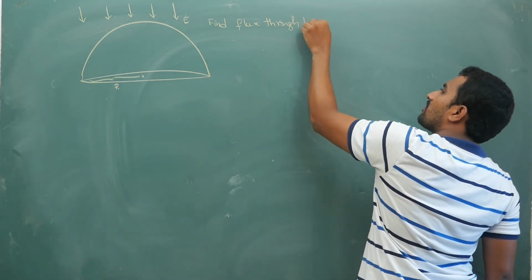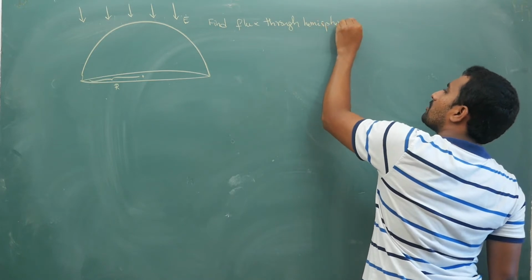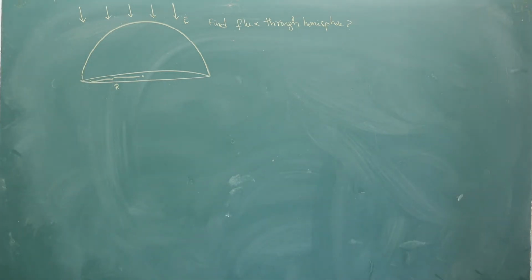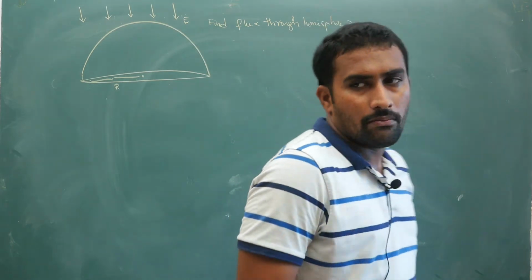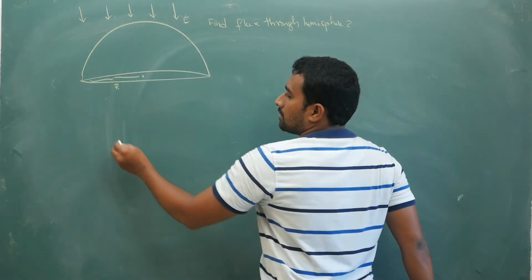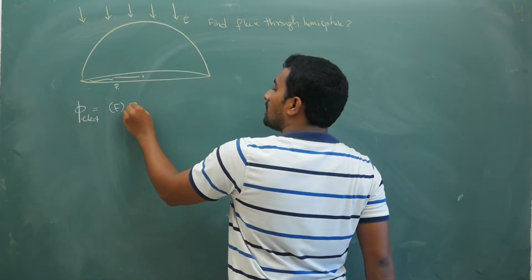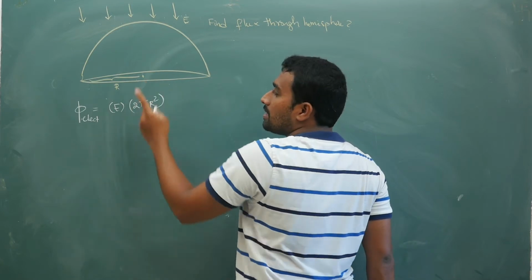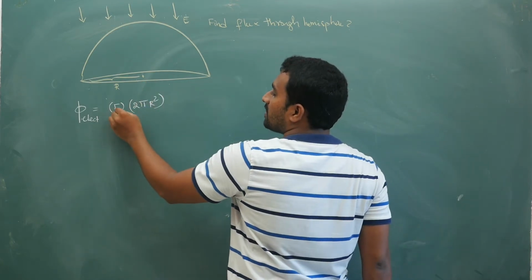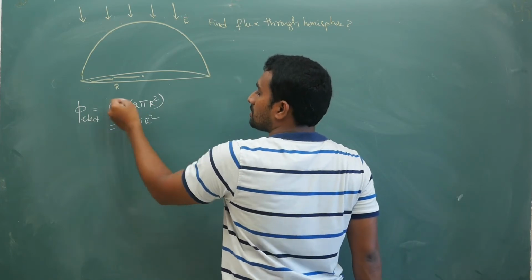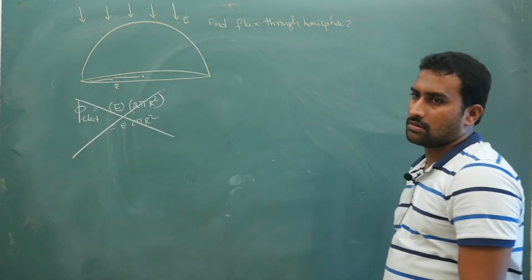Even now your flux is constant, no doubt about it. I am still trying to calculate flux for open surfaces. In this figure, I want you to calculate flux through this hemisphere. Many people will think the answer is flux phi electric equals E times the surface area, which is 2 pi r square for a hemisphere. So they will simply write E times 2 pi r square, but it is wrong.